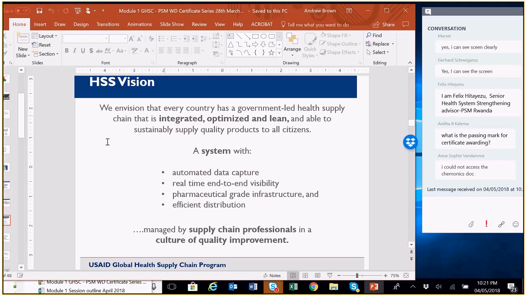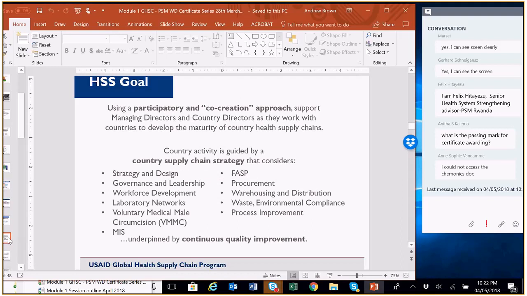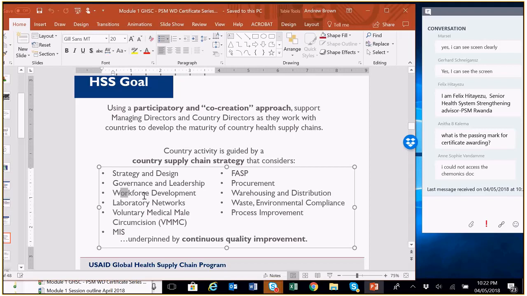And that's a big vision. We know that a lot of countries are at all sorts of different levels when it comes to that. Some are very immature supply chain systems, and some have quite mature systems. But this is where we would like to see countries get to. And within our health system strengthening, we have these different supporting units to help you as you work with countries to improve their supply chain. This particular series, we're going to be focusing on workforce development.